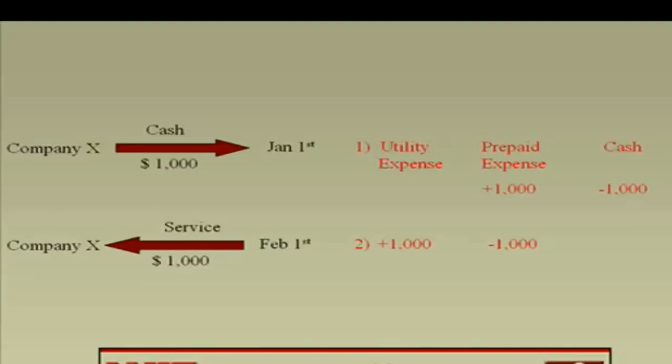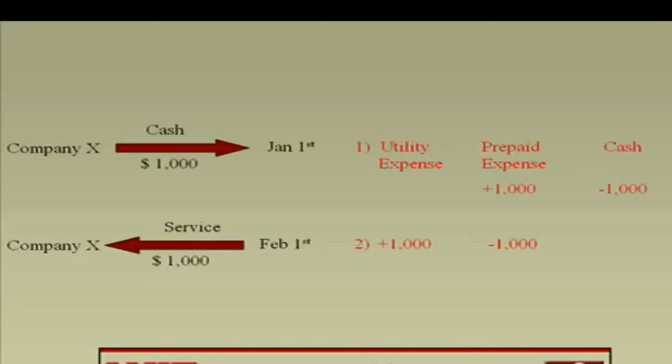How come? Think about it. Because you paid the cash to your supplier, the supplier hasn't provided you with the service, so at this point, the supplier owes you. So the supplier at this point is an asset. So just remember for your exam, I'm giving you a hint, prepaid expense is treated as an asset. What's the double entry on February 1st? On February 1st, you received the service and the bill. So now an expense is created. So expense is plus 1,000.